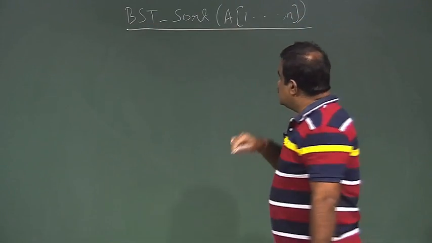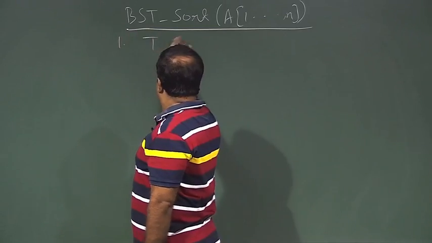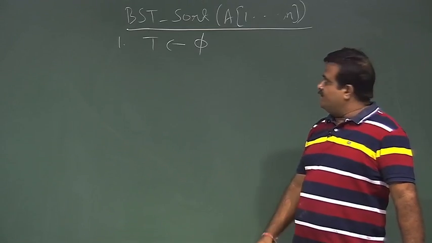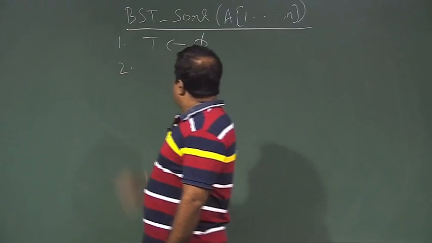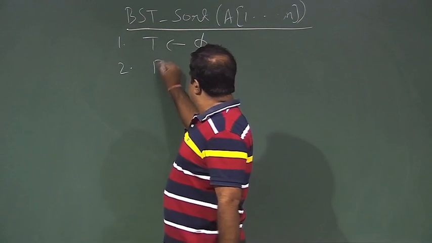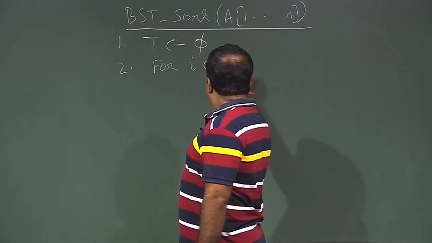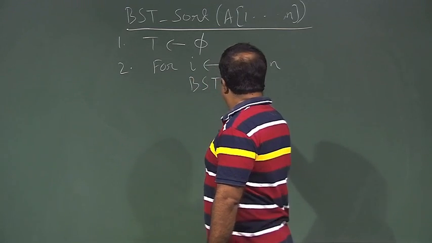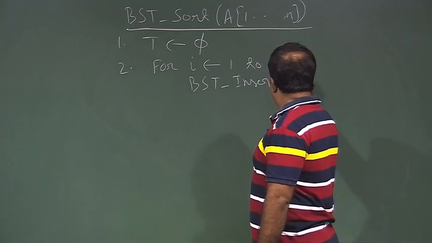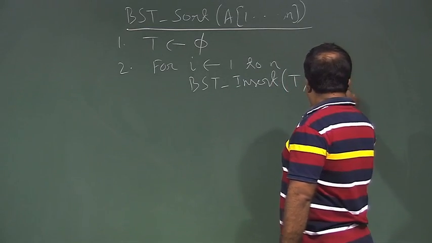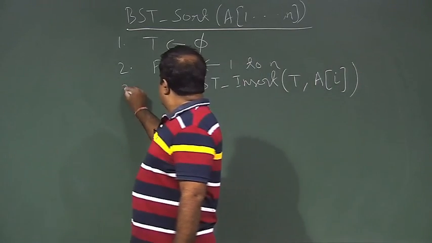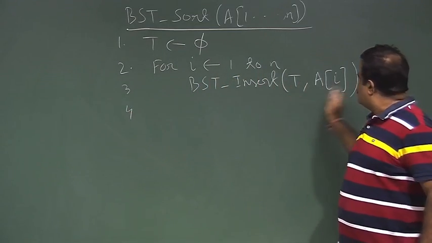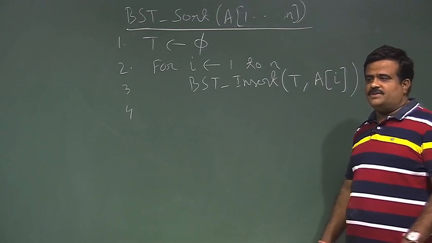We are given n numbers, or an array of size n. So what do we do? First, our T is empty. We initialize an empty binary search tree, and then we will form the tree. For i equal to 1 to n, we insert this A_i into the tree. So this is BST insert basically. And then we will do the Inorder traversal of the tree.